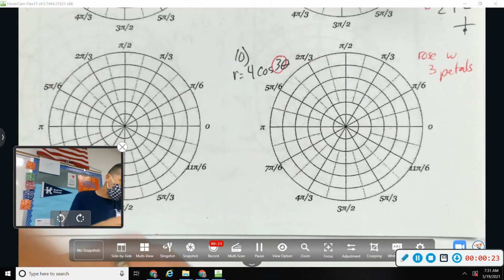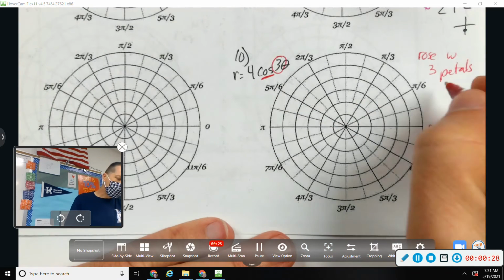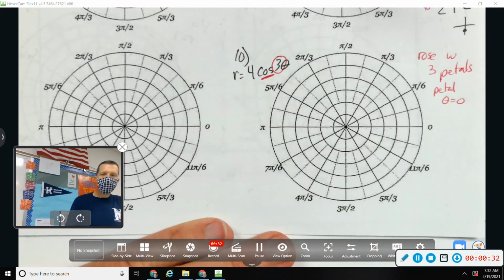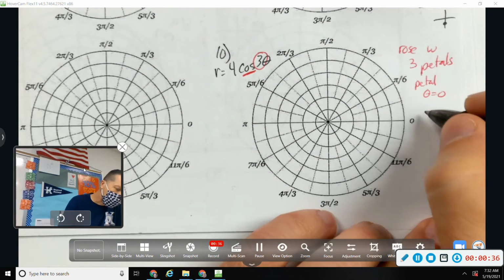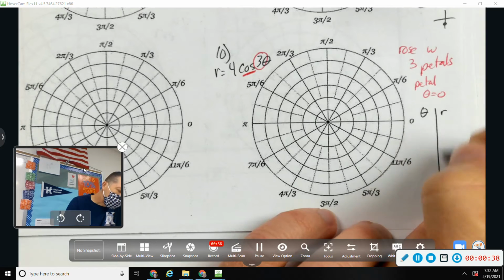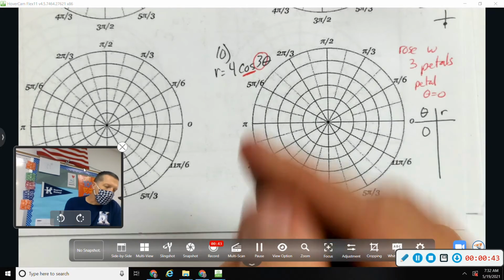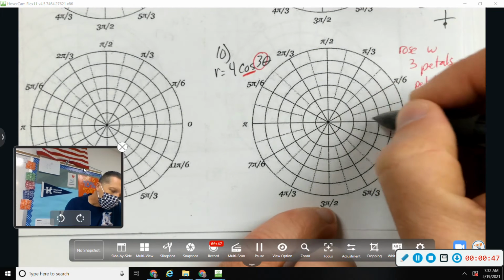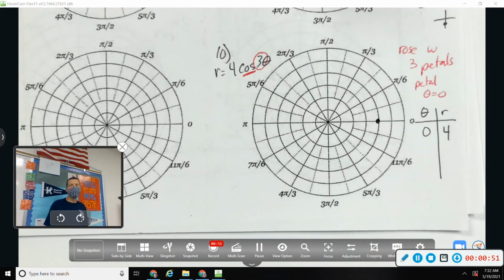It's cosine. That means I should have a petal at theta equals 0. But if I'm not sure, I can just make a table of values and see what happens. So at 0, cosine of 0 is 1, times 4 is 4. 1, 2, 3, 4. So there's my first petal, or the end of my first petal, I guess. That's just the point.